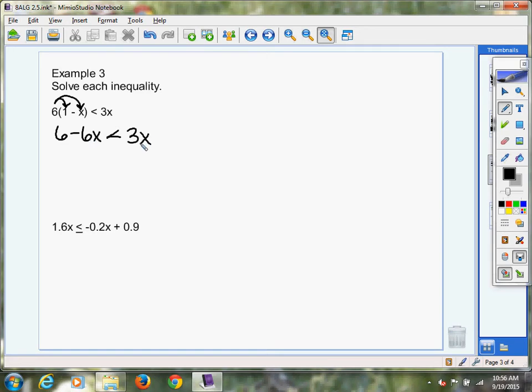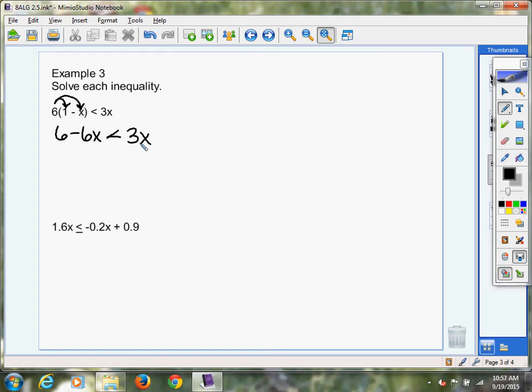Now, once the parentheses are gone, look for like terms. Now, I don't see any like terms here on the left. The 6 and the 6x are both different, so you cannot combine them. No way, can't do it. Shouldn't do it. I mean, you can do it, but you shouldn't do it because it would be wrong.